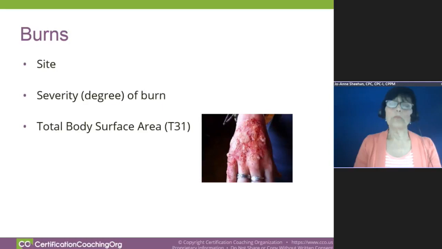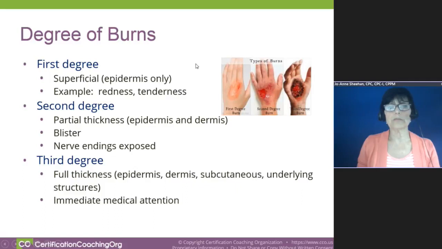Now, burns. When you're coding burns, we need to know the site. We need to know the severity or the degree of the burn. And when you're coding from the ICD-10-CM manual, we need to figure out the total body surface area, which begins with the letter T, 3-1, and has additional character spaces. You'll be able to see as we move forward how we do that.